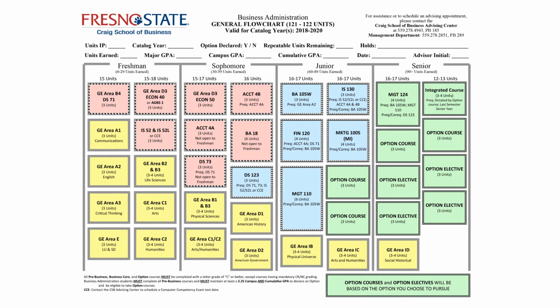As mentioned, there are 13 different options in the business administration major. There is a flowchart like this for all the business options. When you meet with your Craig School of Business advisor, a flowchart for the option you want will be prepared for you. If you are unsure about your option, this general flowchart will be prepared. The requirements you completed will be crossed off and your in-progress courses will be written in, so you can see your progress with the degree.